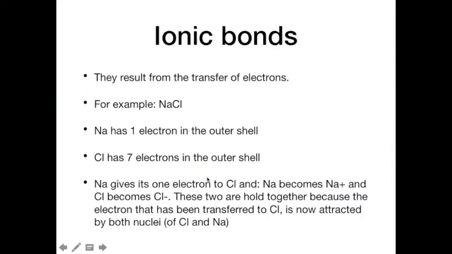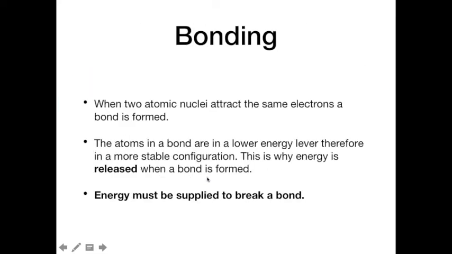This is what I tell you here. The atoms in a bond are in a lower energy level, therefore in a more stable configuration. This is why energy is released when a bond is formed, and the reverse means that we must give energy to the system in order to break the bond.